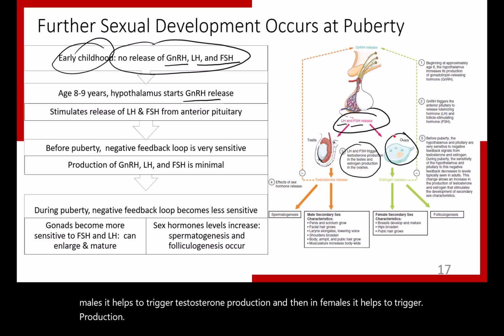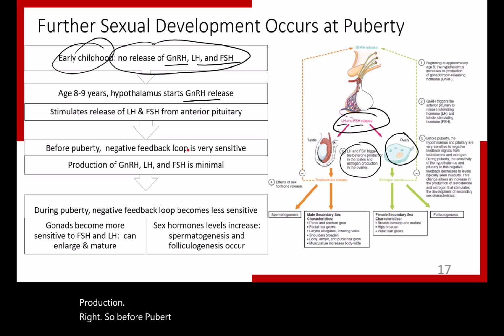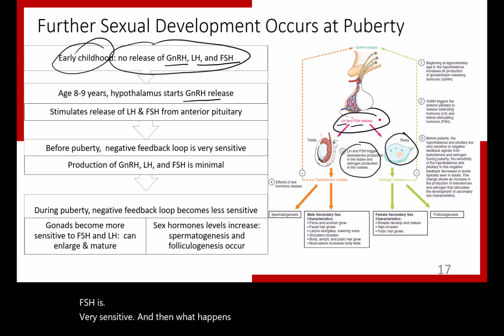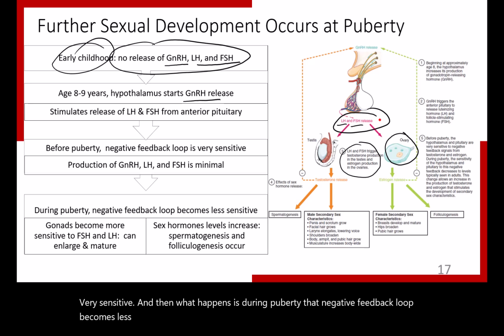So before puberty, the negative feedback loop between GnRH, LH, and FSH is very sensitive. And then during puberty, that negative feedback loop becomes less sensitive, and so that allows LH and FSH production to increase.